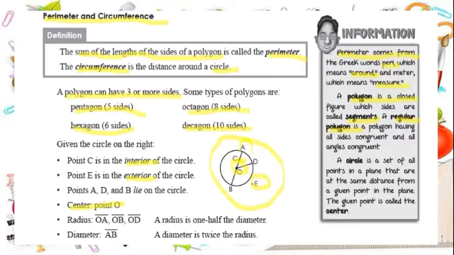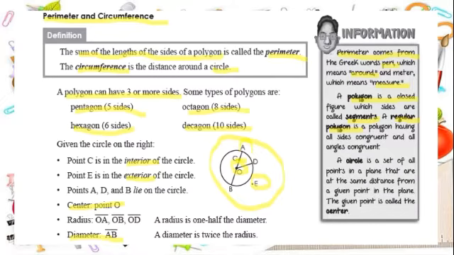Unsay tawag ni A o ni B? Segment AB. Unsay tawag nila? Mauna na dayon siya gitawag nga diameter. Unsa ang diameter? Twice the radius, or isa gyud siya ka straight gyud from end to end. So gitawag nga diameter. Kung katunga lang, half lang ani, gitawag nga radius. Okay, nakasabot? Very good.